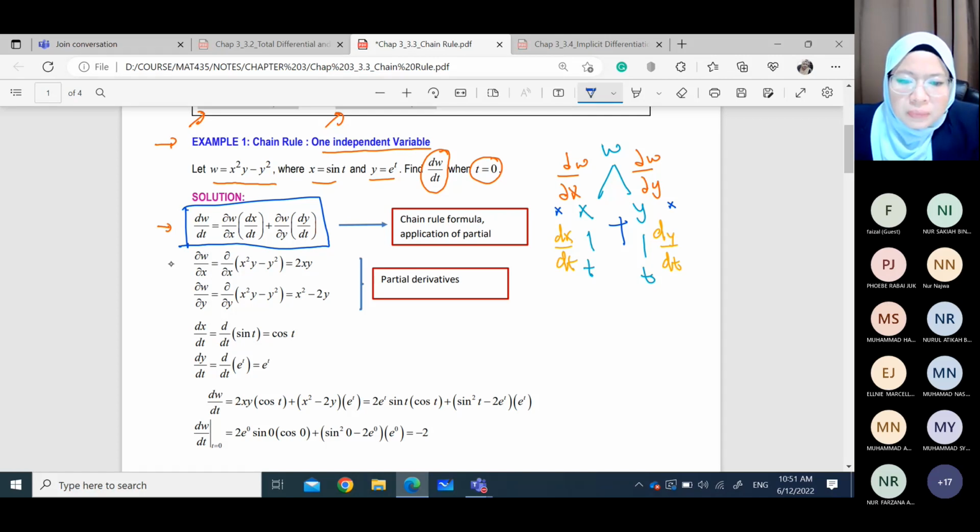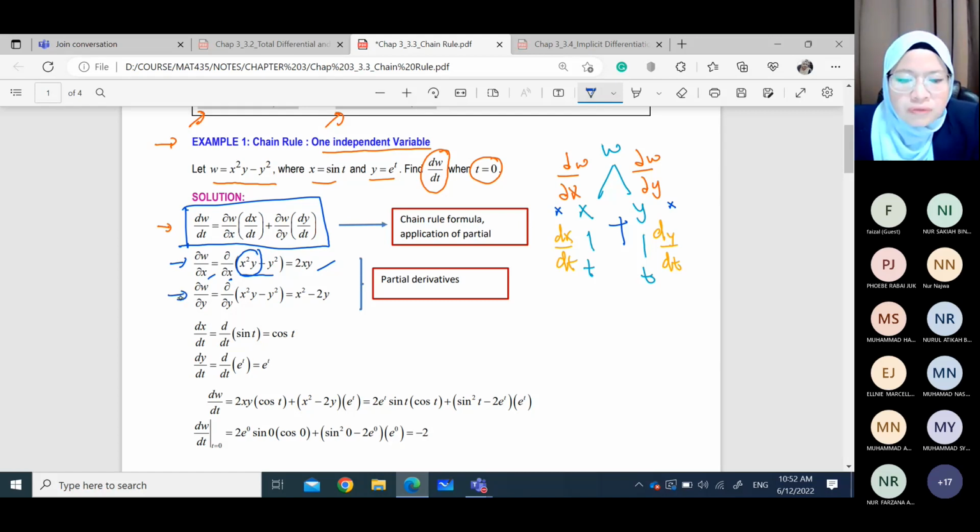Next we need to find the partial derivatives with respect to x and y on w. So w is x squared y minus y squared. We find the derivative with respect to x, so y remains as a constant. This is a partial derivative, which means when you differentiate with respect to x, y becomes a constant. Differentiating x squared y with respect to x, we have 2xy. The derivative with respect to x on y squared is 0, since y remains a constant. Therefore, the partial derivative with respect to x on w is 2xy.